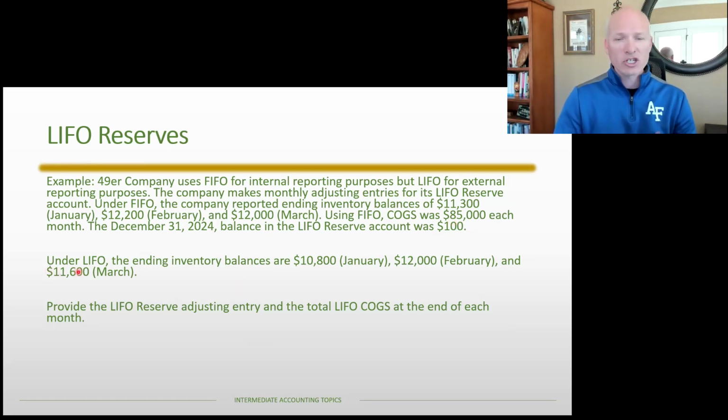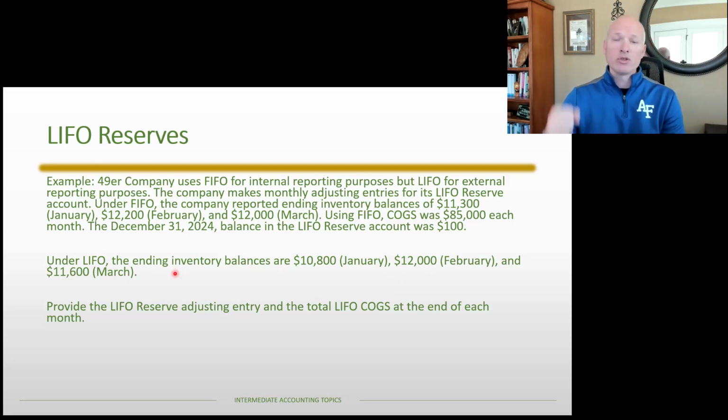And so when they actually look at the accounting method, if they had used LIFO, they would have reported 10,800 in January, 12,000 in February, and 11,600 in March. And I want to be very, very clear here, though. Whenever they do this calculation, they are not going to touch their actual inventory account. They're just saying if we had used LIFO, this is what we would have reported in our inventory, but we don't want to do that. We want to report our actual inventory account using FIFO.